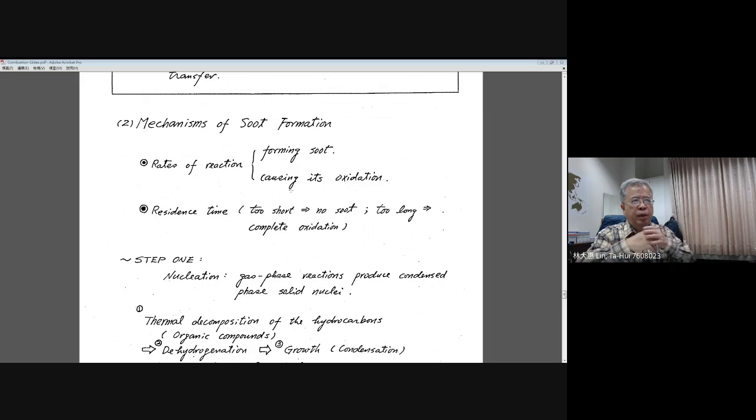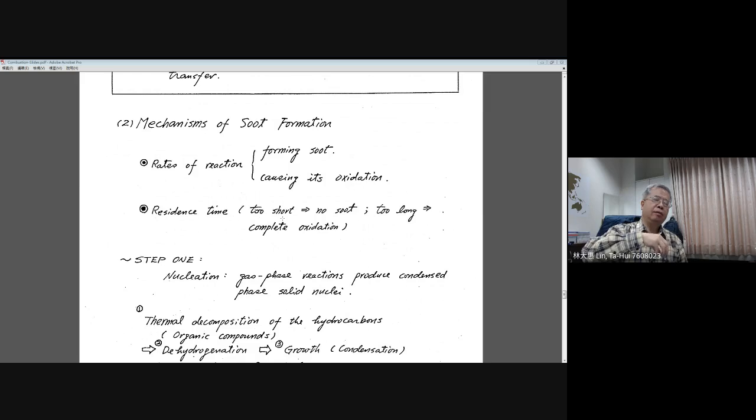And from our experience, if the residence time is too short, you may not have soot occur. Too long, you will produce a complete oxidation. There is a residence time region that is just suitable to produce soot formation. I give you an example.